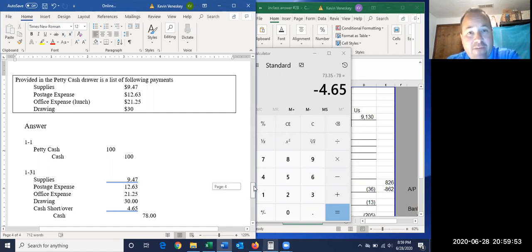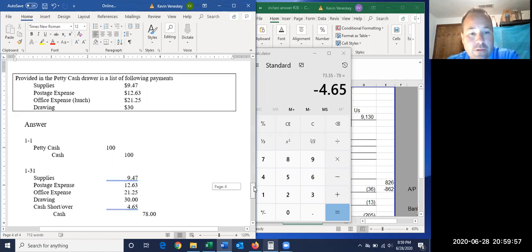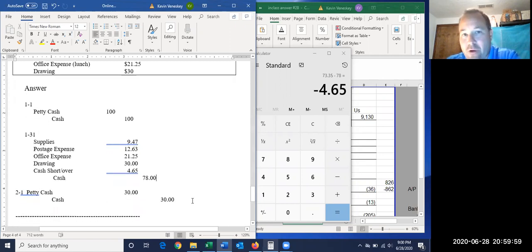And then the only thing left I have to do in February is I decide I need to take out $30 more. So I take out $30 more out of cash, out of my checking account, and I put that into petty cash. So now my petty cash is not only at 100, but now it's at 130 to start the month.